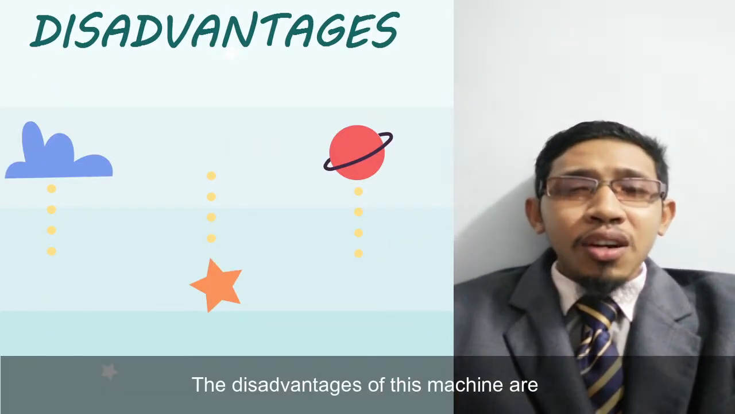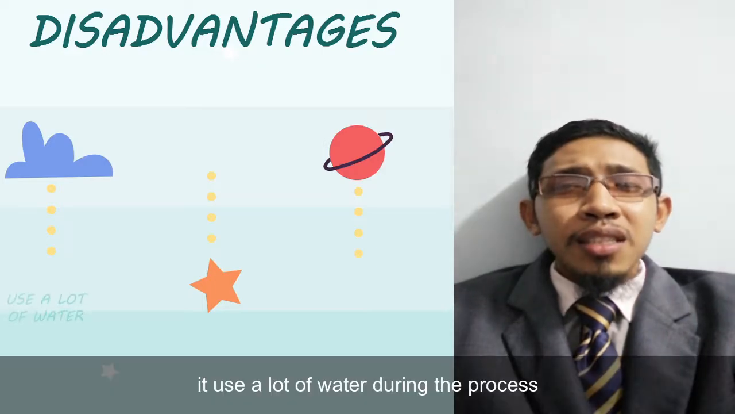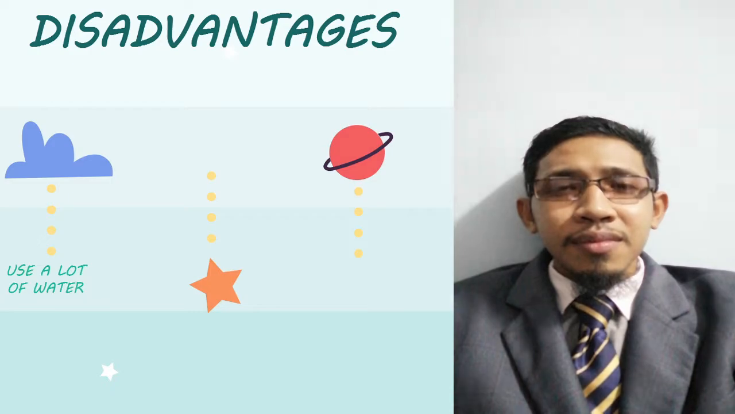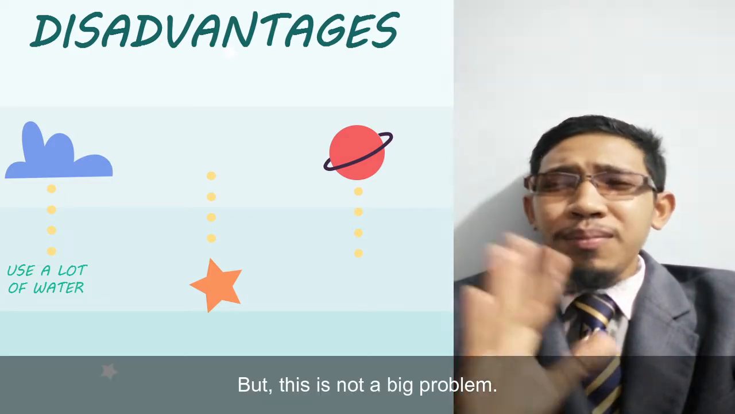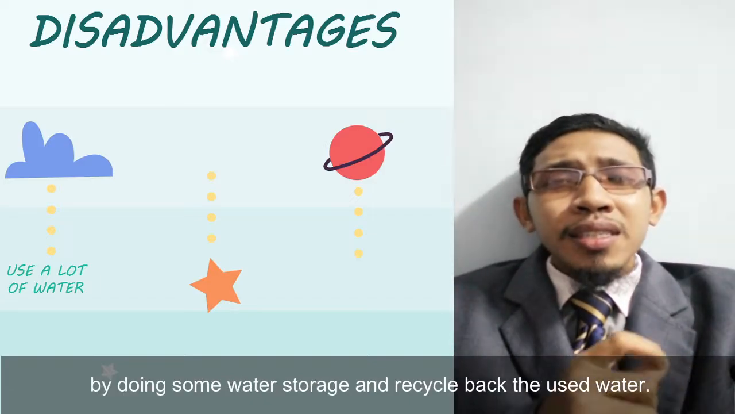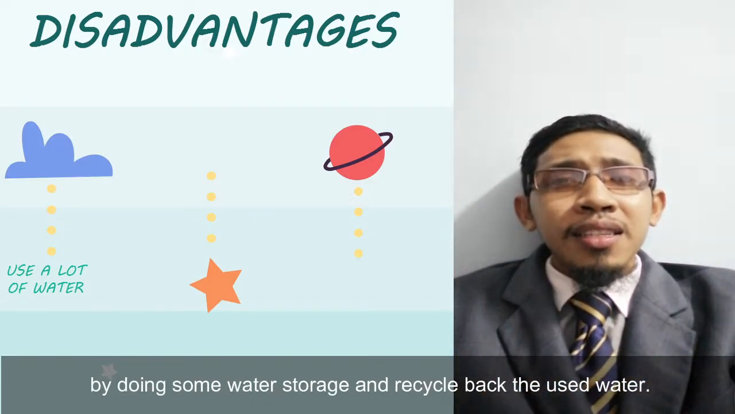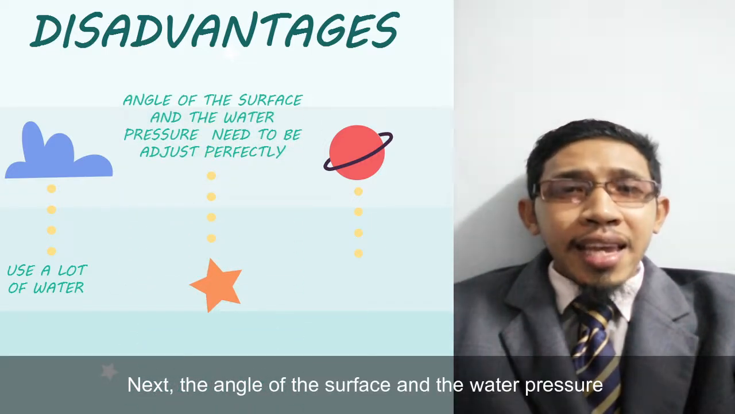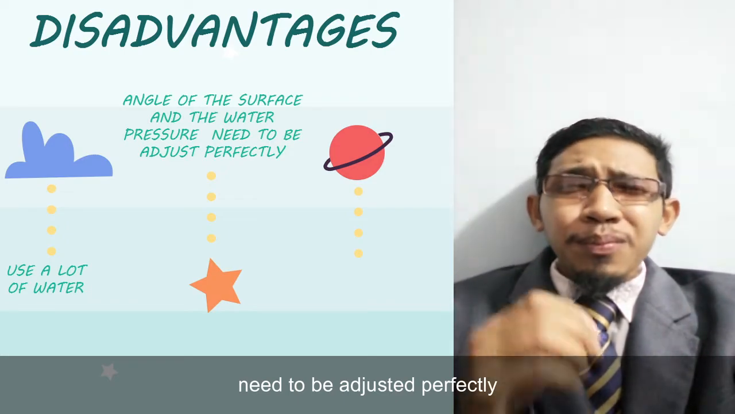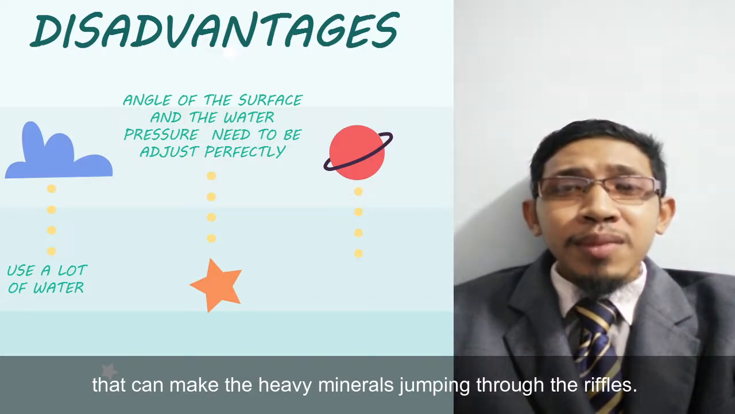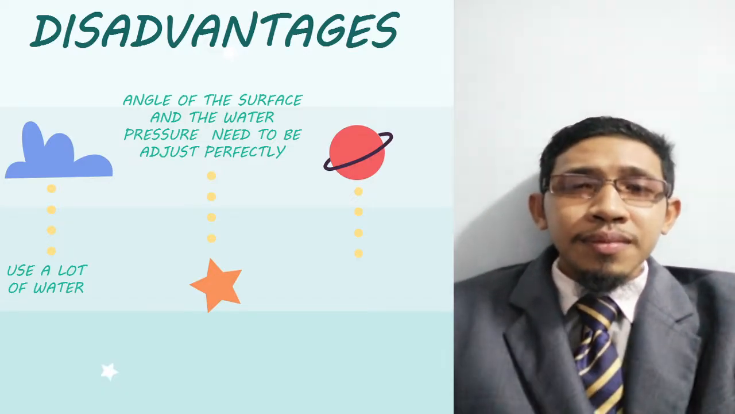The disadvantages of the machine are it uses a lot of water during the process. But this is not a big problem. This problem can be overcome by doing some water storage and recycling back the used water. Next, the angle of the surface and the water pressure need to be adjusted perfectly to avoid the excessive energy that can make the heavy minerals jump through the riffles.